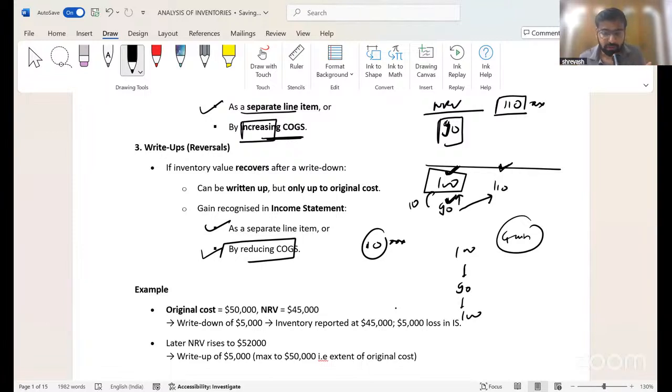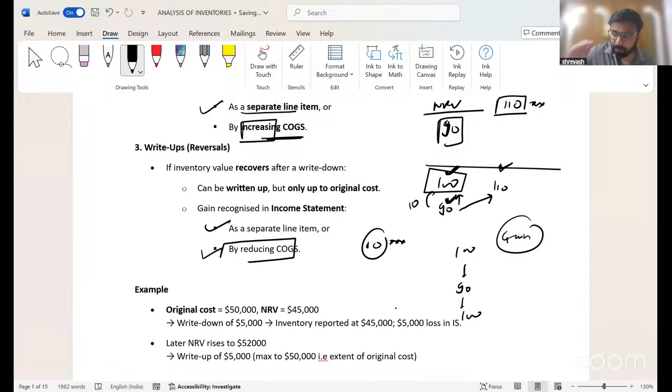Because it's a loss, it will reduce the profit. And because it will reduce the profit, you are adjusting in COGS. What will happen to COGS? You will increase the COGS so that ultimately the profit goes down. That's how you think. And the second part, what I was talking about, is ultimately, sir, what if there is a subsequent reversal in the value of the inventory? Now in the books, my value of the inventory is 90 rupees.